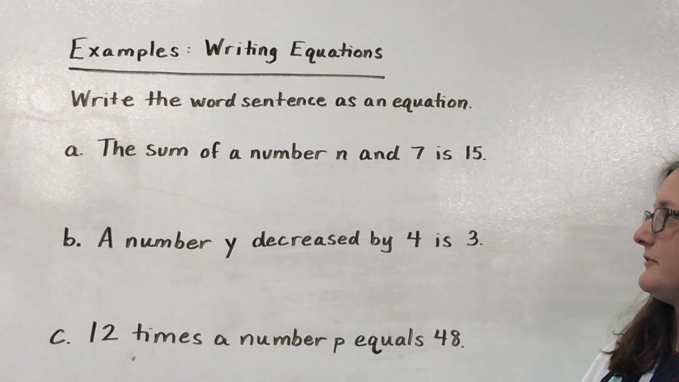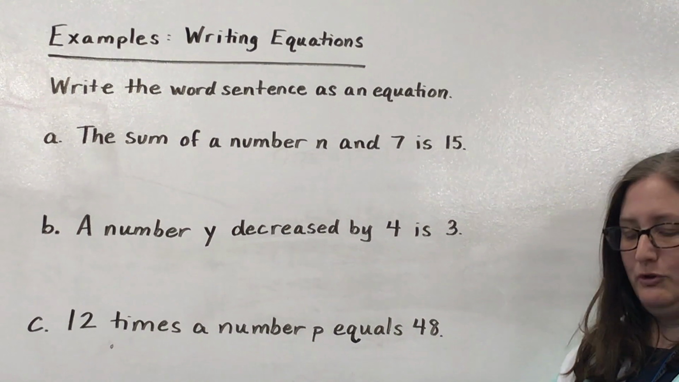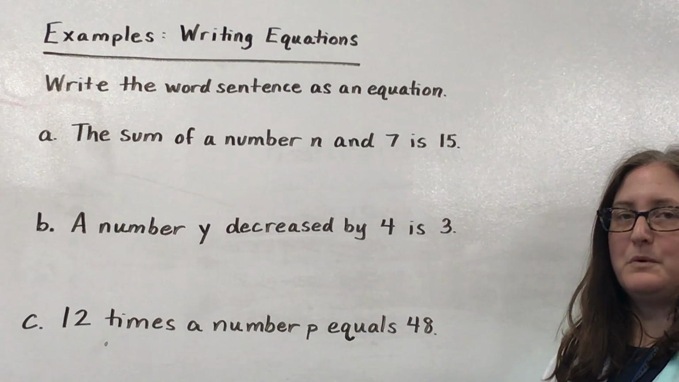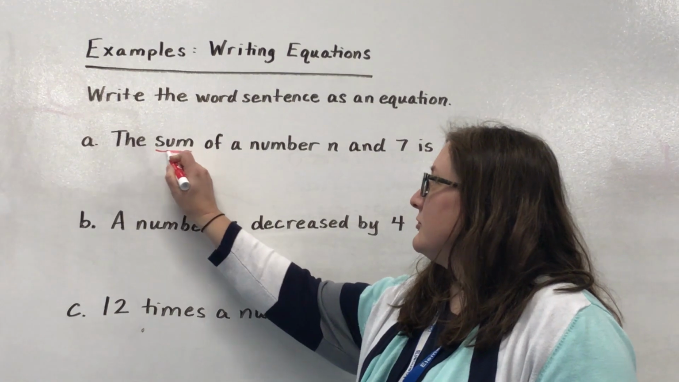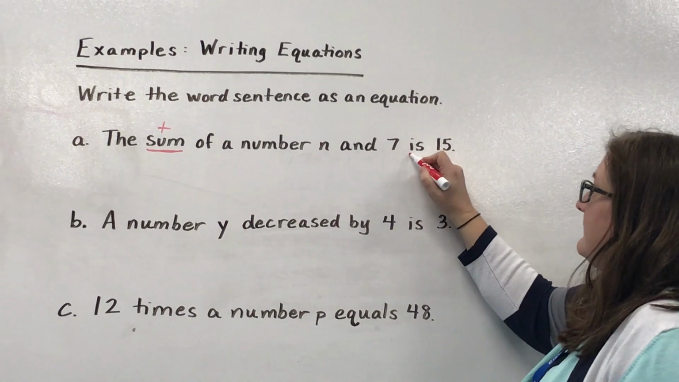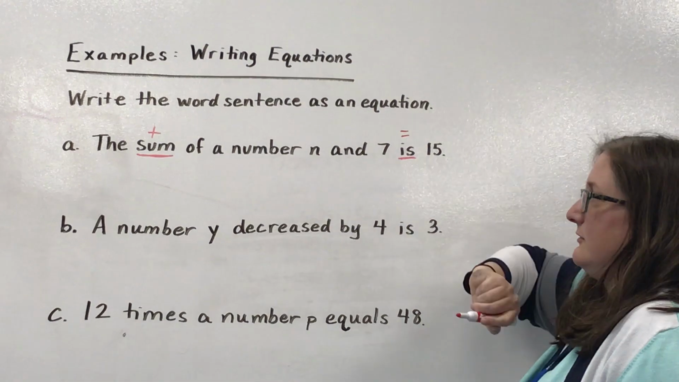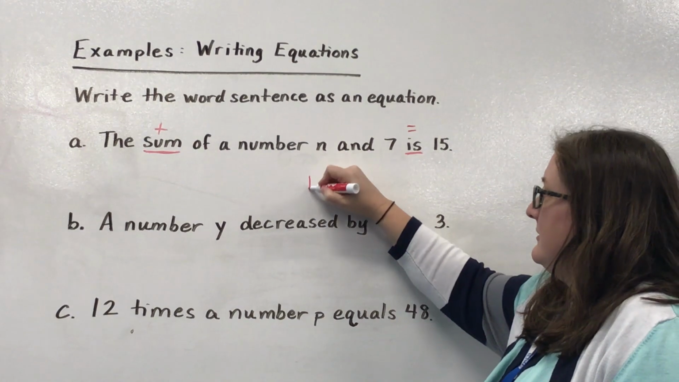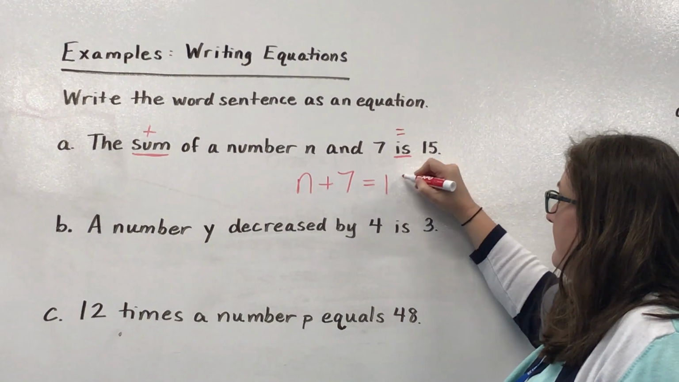So this first problem here says the sum of a number n and 7 is 15. I'm looking for two words. One word that's going to indicate which operation I'm going to use, and one word which is going to tell me where to put the equal sign. So I see the word sum here, which means I'm going to be adding. A sum is the answer to an addition problem. And I see the word is here. It says this is 15. This is where my equal sign is going to go. So I'm adding here a number n and 7, and it's going to equal a total of 15.